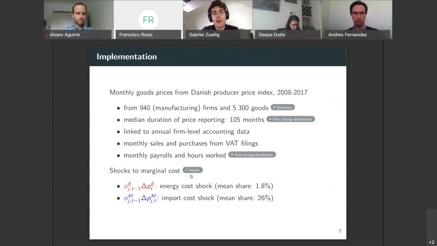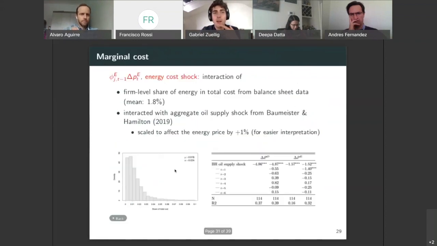Now, on the marginal cost, we're interested in those two shocks, a change in the energy cost to the firm and import cost, and we're going to measure them as follows. We're going to take an interaction of the share of energy in the firm's cost structure, so this would be the phi E lagged. This is a firm level energy share, which we take from the data because the firms report it, and on average, this share is 1.8%. And we're going to interact it with the change in the aggregate price of energy.